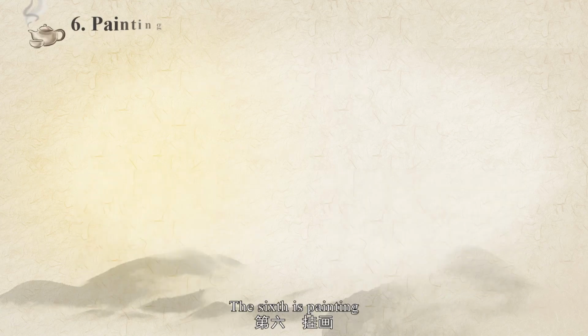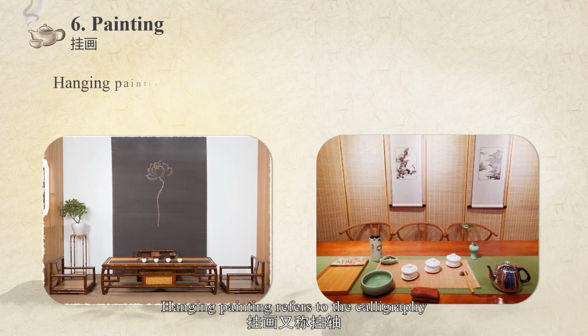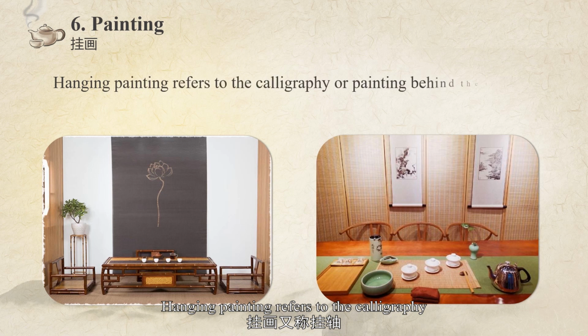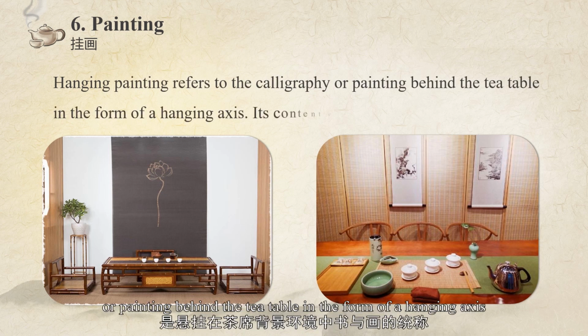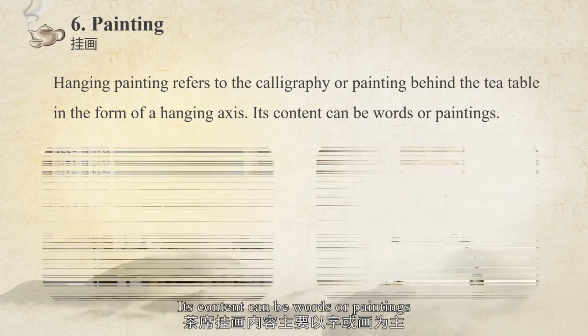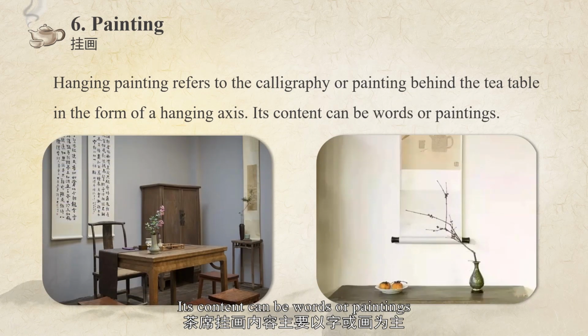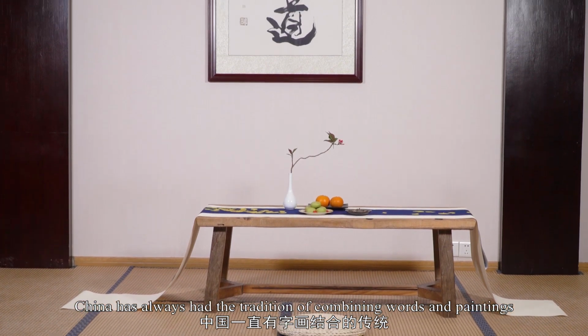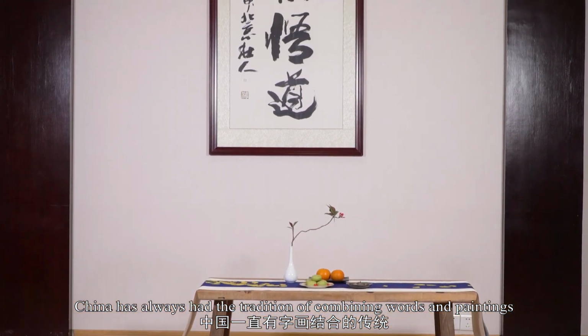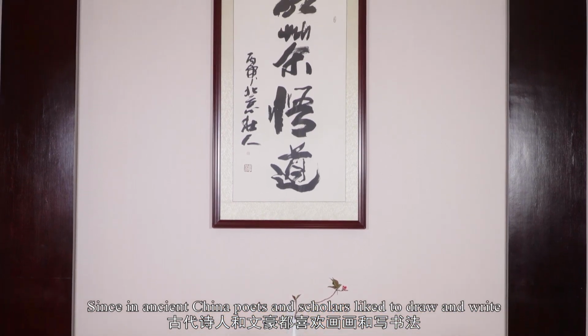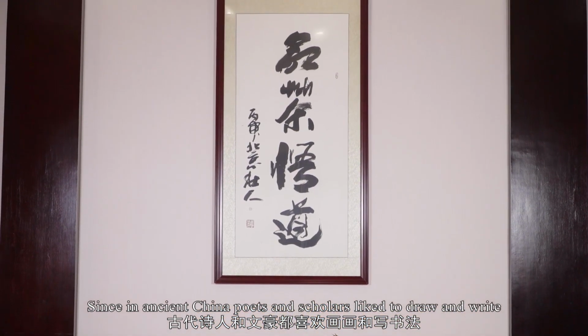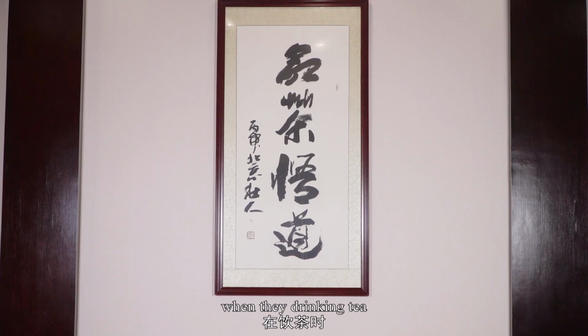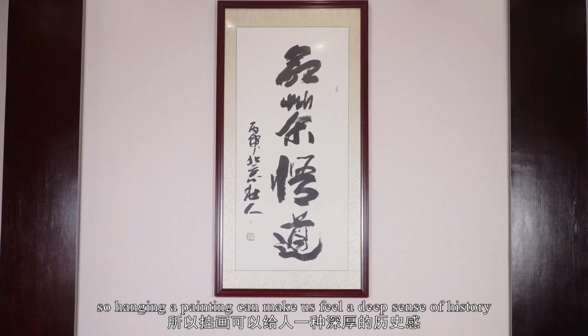The sixth is painting. Hanging painting refers to calligraphy or painting behind the tea table in the form of hanging essays. Its content can be words or paintings. China has always had a tradition of combining words and paintings. Since in ancient China, poets and scholars liked to draw and write when they were drinking tea. So, hanging the painting can make us feel a deep sense of history.